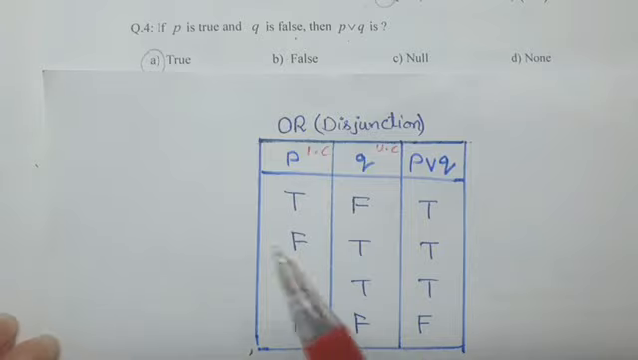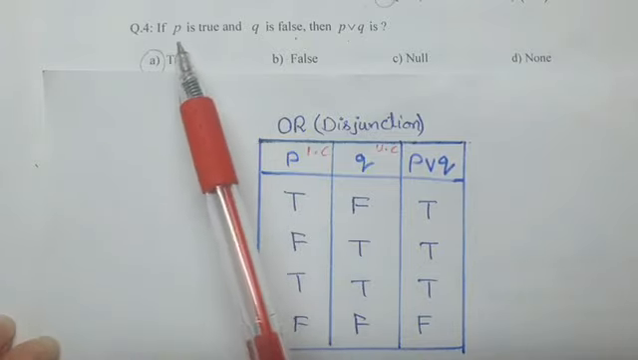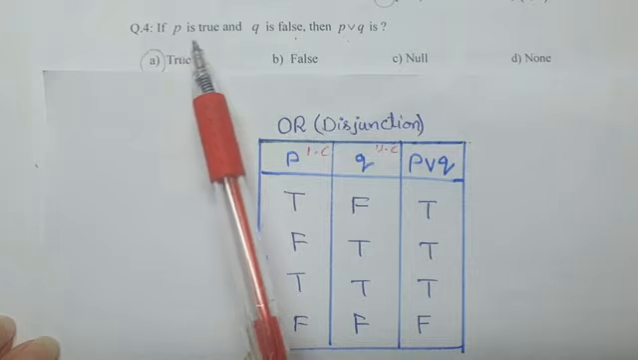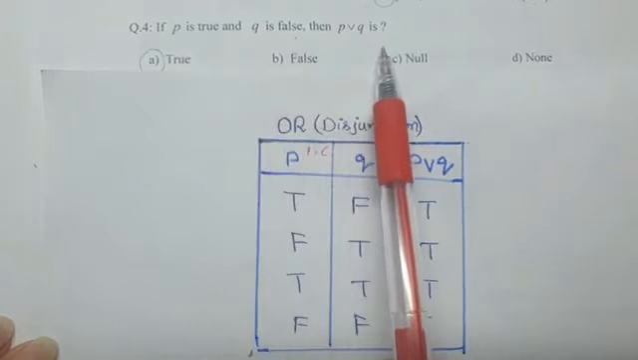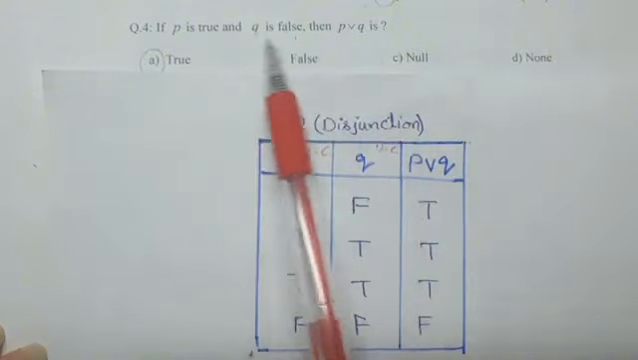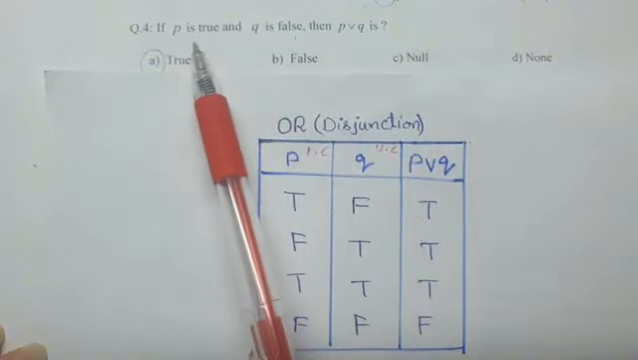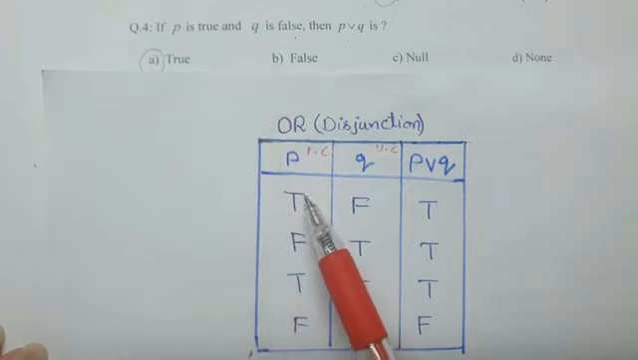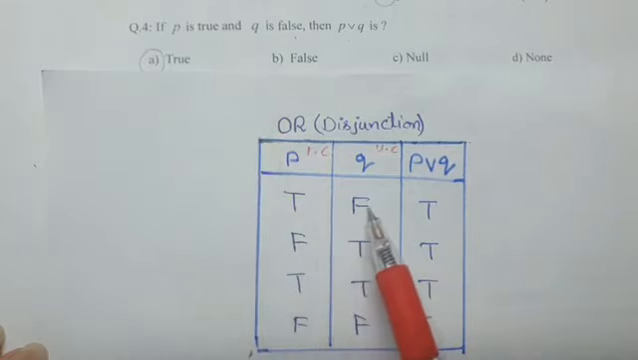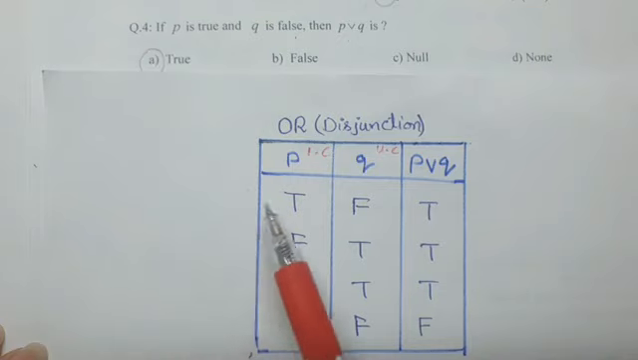But here you can see that in this question, it is mentioned that if P is true and Q is false, then P or Q is what? So this means it is already given that one of them is true, P is true. So this means this is the case. So that would be true.